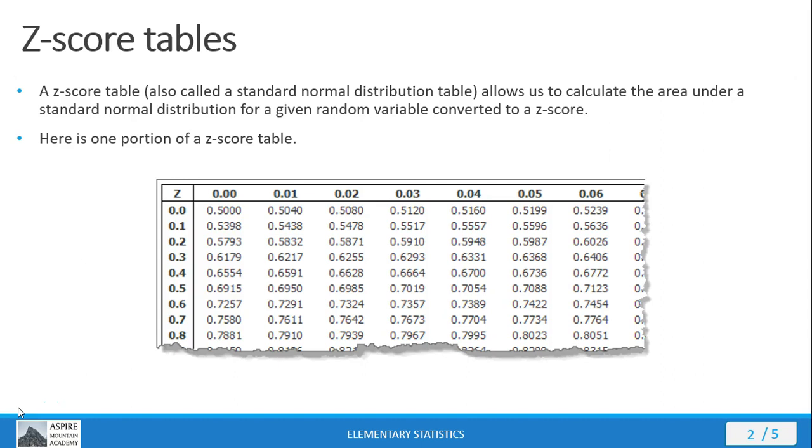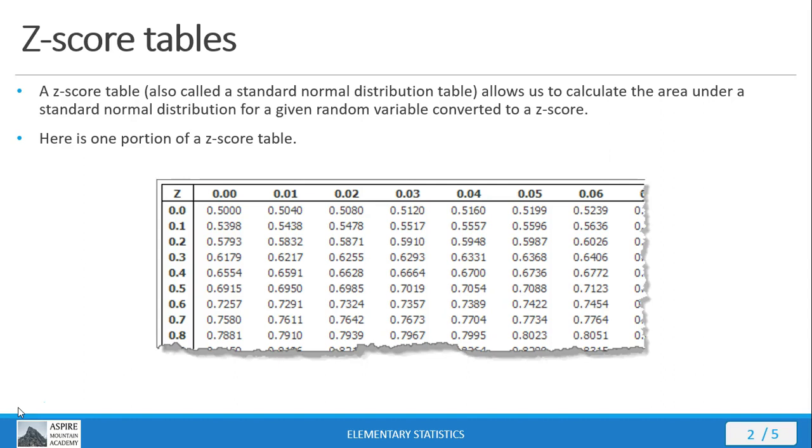So a z-score table is basically tabulated areas underneath the curve for the standard normal distribution. And it's for this reason that the z-score table is also called a standard normal distribution. To calculate the area under the curve for a standard normal distribution, or any normal distribution for that matter, requires the use of integral calculus. That's well beyond the scope for this present course.